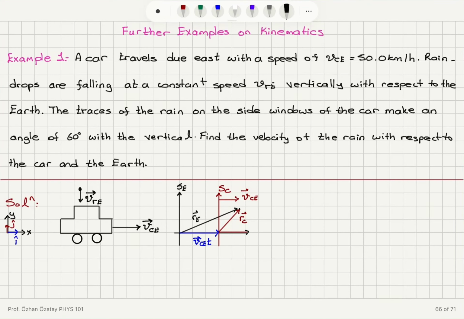Now we will solve a few more examples on kinematics before we move on to dynamics. A car travels due east with a velocity of the car with respect to Earth of 50.0 kilometers per hour. Raindrops are falling at a constant speed, velocity of the rain with respect to Earth, vertically with respect to Earth. The traces of the rain on the side windows of the car make an angle of 60 degrees with the vertical. Find the velocity of the rain with respect to the car and the Earth.